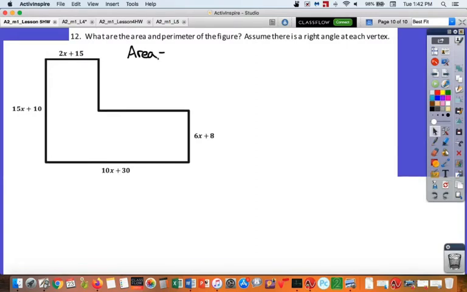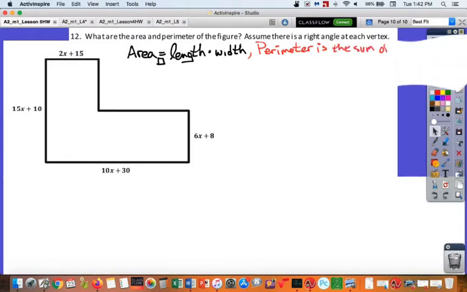If the area of a rectangle equals length times width, and then if we remind ourselves that perimeter is all the way around the outside, right? So you run around the outside. You could say that as the sum of the outer sides, because you add up all the outer sides. So we have to find the outer sides first.